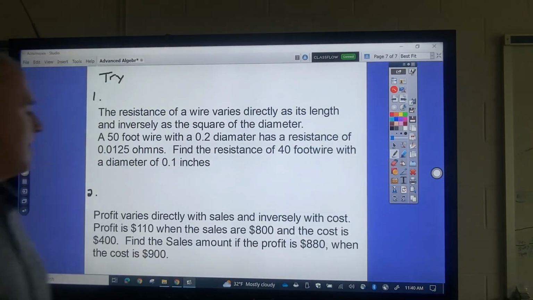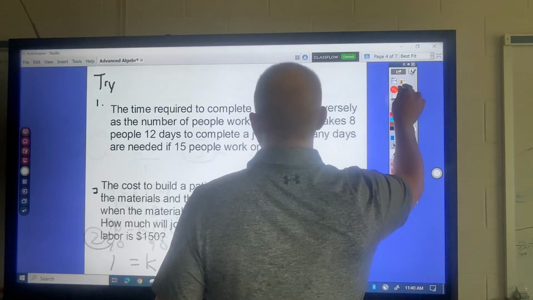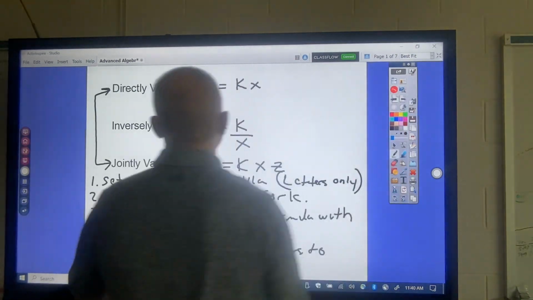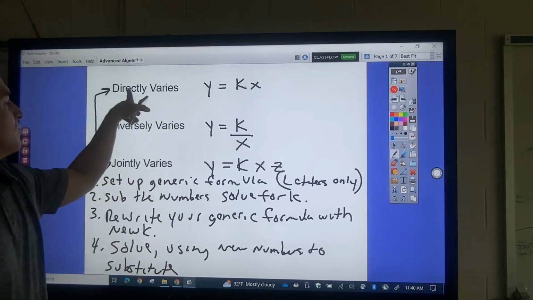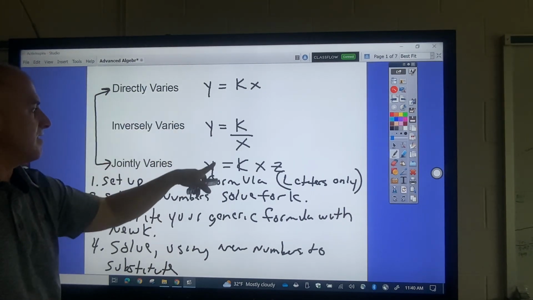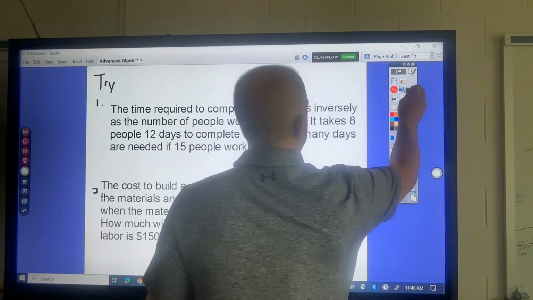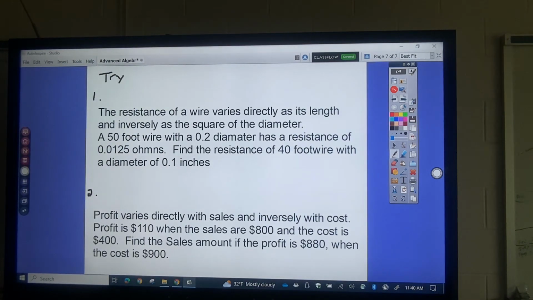Here are two for you to practice. The big thing is you have to make sure that when you do this: varies directly, varies inversely, varies jointly. Inverse is the only one where you put the variable underneath. So go ahead and practice those on your own, and that is it for that lesson.